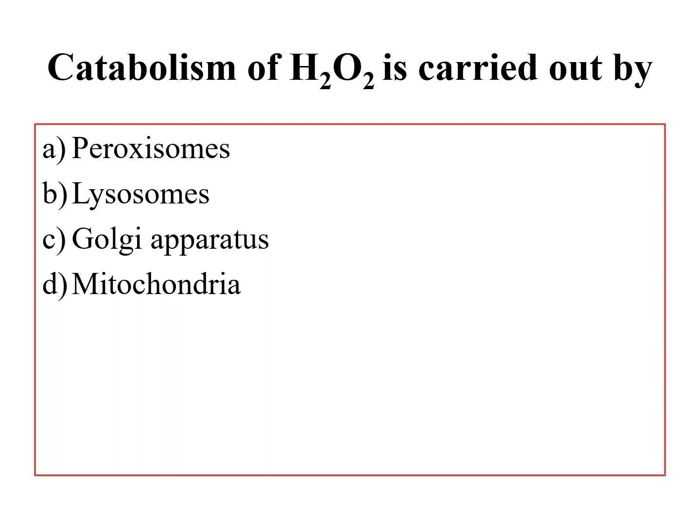Which cell organelle is involved in catabolism of hydrogen peroxide, H2O2? Peroxisomes, lysosomes, Golgi apparatus, mitochondria. So mitochondria, as you know, is the powerhouse and it is also involved in apoptosis. Golgi apparatus will be involved in the packing of proteins, synthesis of lysosomal enzymes, and glycosylation of proteins. Lysosomes mainly form the intracellular digestive system, which will digest the damaged tissues or digest bacteria. They are mainly involved in phagocytic activity.